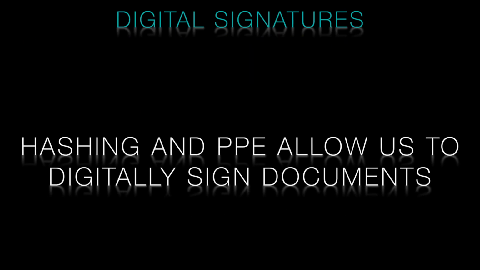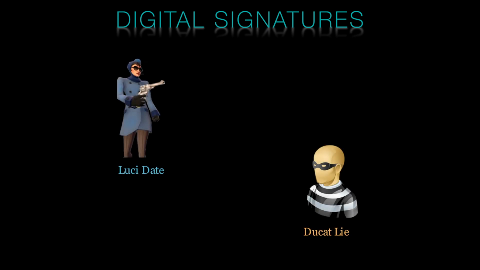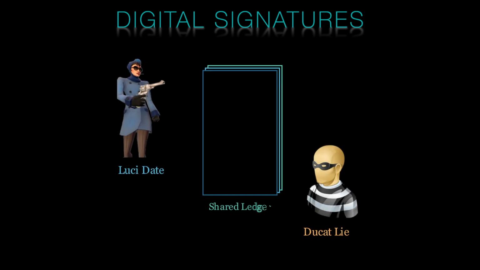Let's see how we use hashing in conjunction with private and public key encryption to digitally sign a document. What is to stop someone adding a line to the ledger that transfers coins from one user to them? Here we see an example of a fraudster, Ducat Lie, entering 4 bogus lines on the ledger that will incorrectly or fraudulently reward him with a total of 23 Bitcoin at Lucidate's expense. The Bitcoin protocol would not allow this.